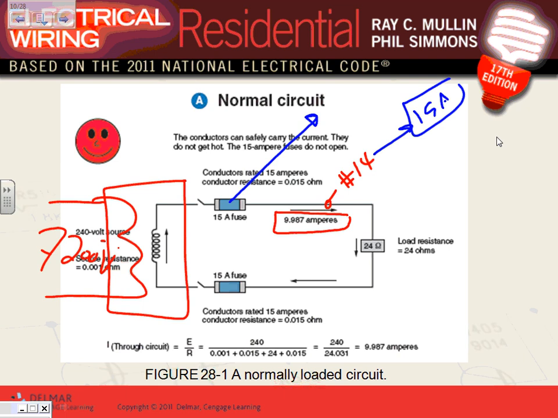80% of 15 is 12. 12 amps continuously. Have I exceeded the 12 amps continuously out of this fuse or circuit breaker? No. So that's a normal condition. You can run this forever. You can run like this forever.